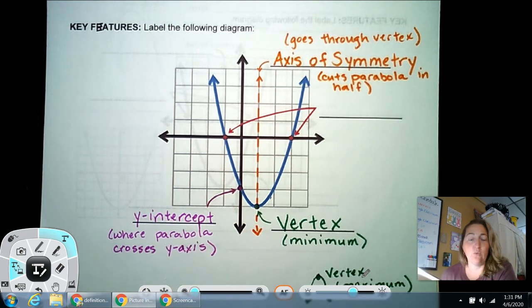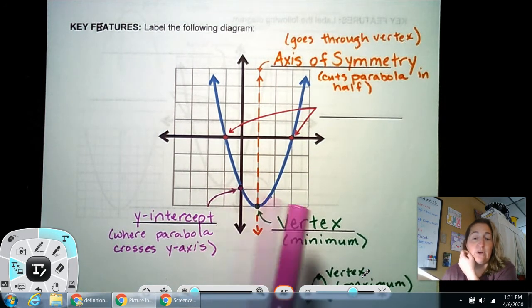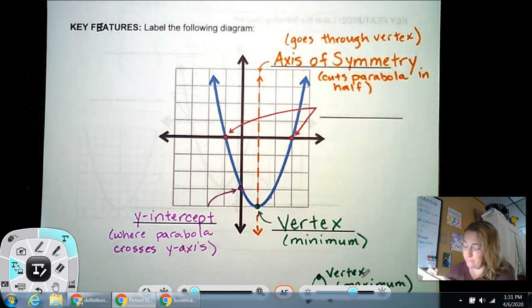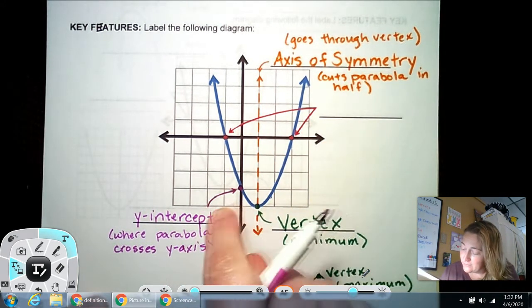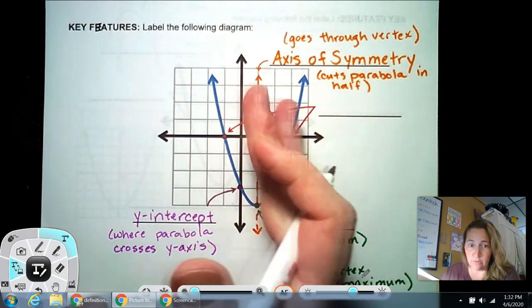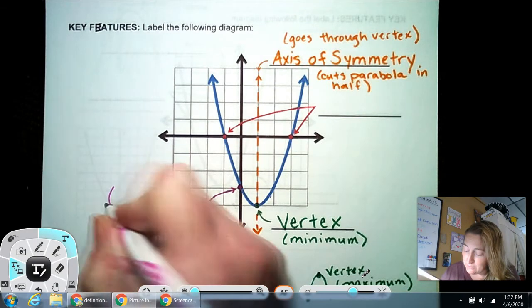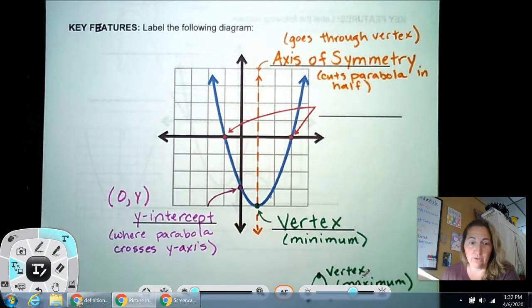Okay, so the Y-intercept is wherever the Y crosses, wherever the graph hits our Y-axis. And at the Y-intercept, the X value is always 0, because remember the X value tells us where to move left or right. So the Y-intercept is always going to be 0, comma, whatever the Y value is.